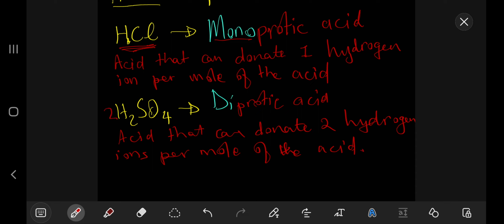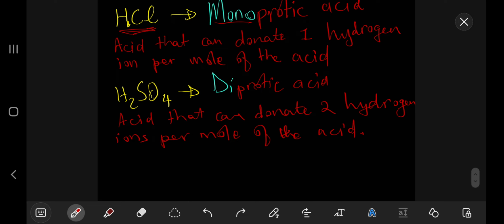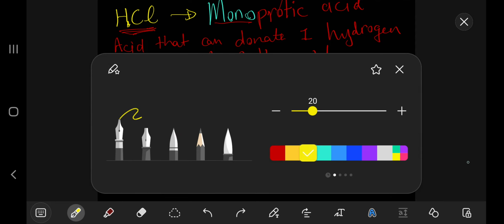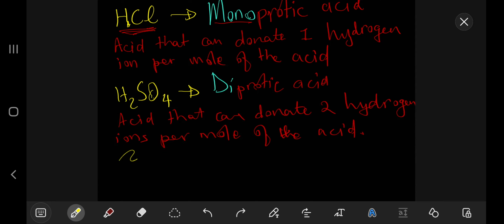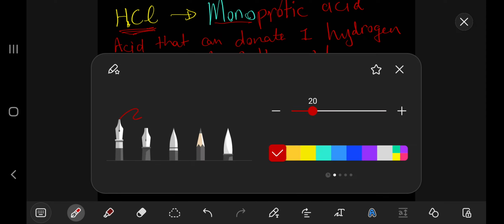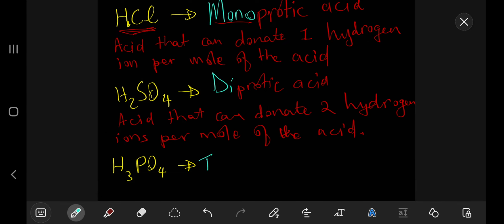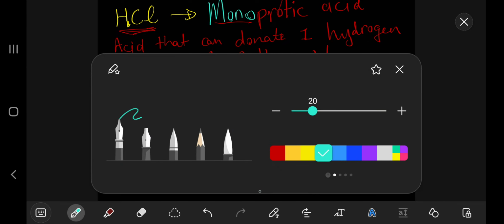And then what about 2 moles? It means it can generate 4 because it is 2 each, right? But each and every mole, it is able to donate 2, right? So what if it can donate 3? For example, H3PO4, right? Phosphoric acid. So this is a triprotic acid.